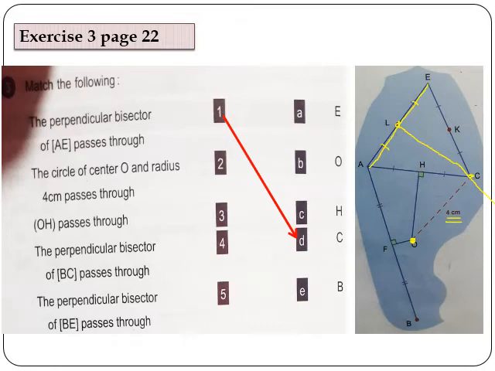But as we see, OH is the perpendicular bisector of AC since these are equal to each other, AH equals HC. AO equals OC here. Why? Because any point on the perpendicular bisector is equidistant from both extremities of the segment. So this circle of center O and radius 4 cm should pass through points A and C.